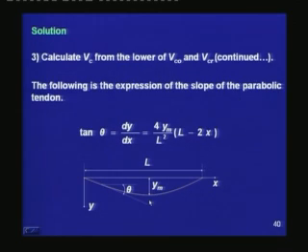The following is the expression of the slope of the parabolic tendon at a point. The slope is given as tangent of theta equal to dy by dx is equal to 4 Ym divided by L square times L minus 2x. Thus, to know the vertical component of the prestressing force, we have to find out the slope of the parabolic profile.